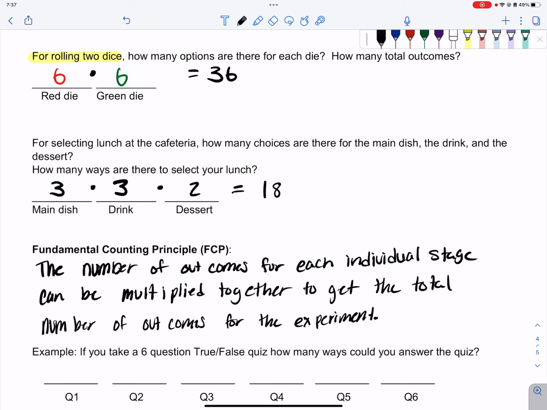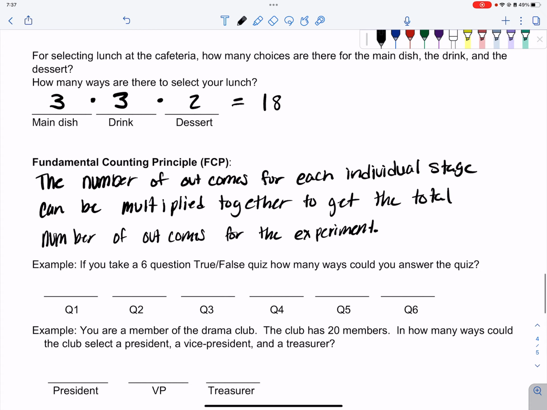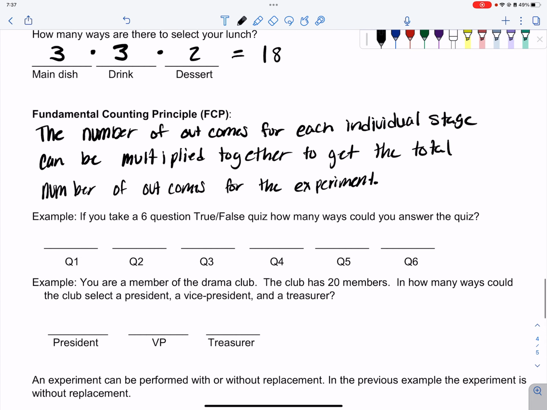So now let's apply this on a couple of examples here. The first one we have, suppose you take a 6-question true-false quiz, and we want to know how many ways could you answer this quiz. So you go to the first question on the quiz. How many options do you have for that first question? Well, you could choose between either true or false. So you have 2 different options for that first question.